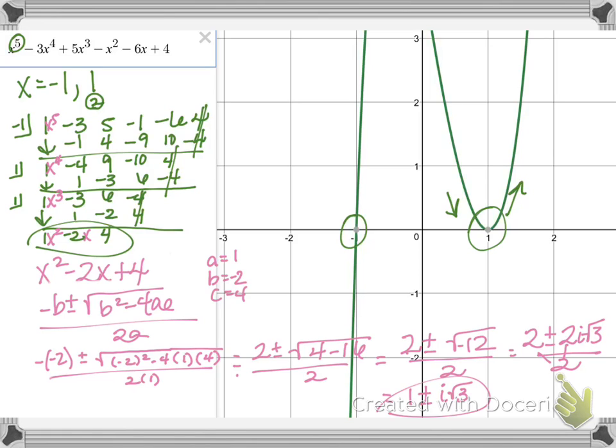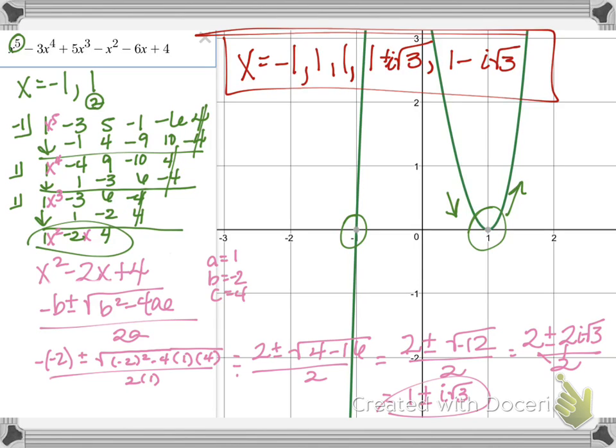We're going to list everything. It'll be x equals -1, 1, and 1, because we had multiplicity on that positive 1, and I'm going to write these separately as well. 1 plus i times the square root of 3, and 1 minus i times the square root of 3. And so this becomes our answer.